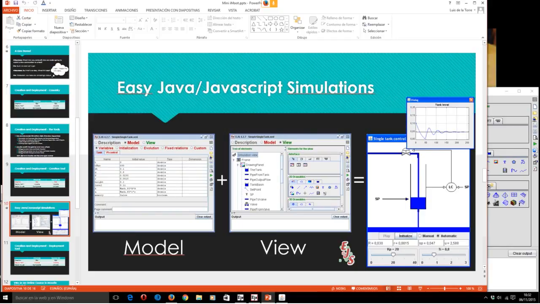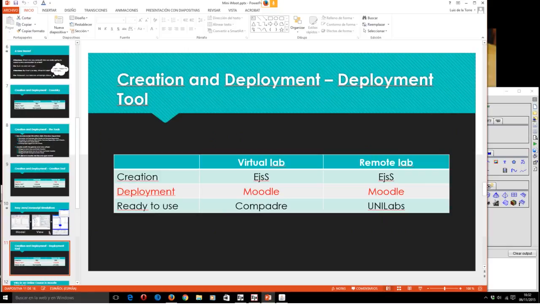Right. So this is what I was telling you. You have the model and you write the variables, equations, code, whatever. You have the view there. And when you build both things, then you have the simulation or the remote lab at the right. Okay. So for the deployment, let's go for the Moodle plugins.